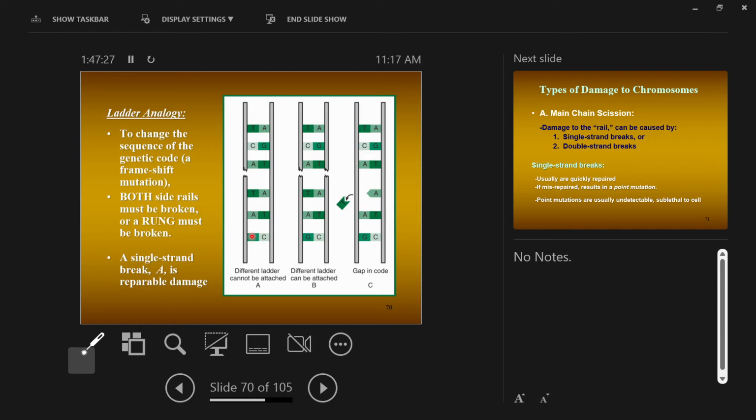Can you see me now? You probably want to see the screen.